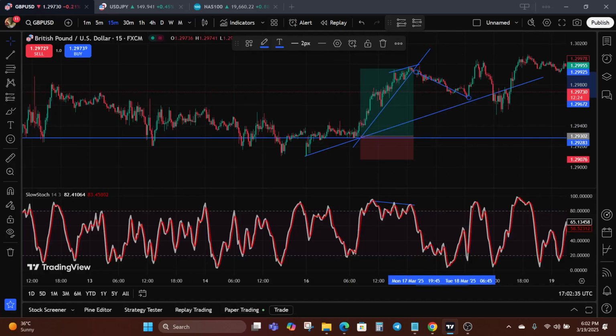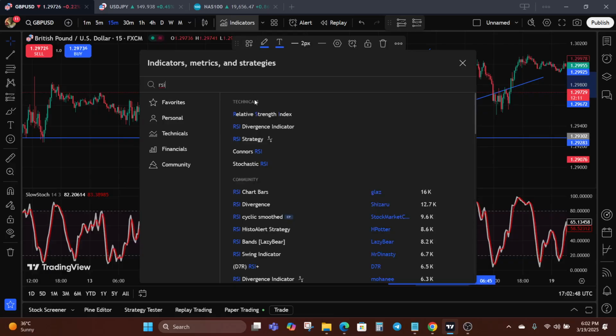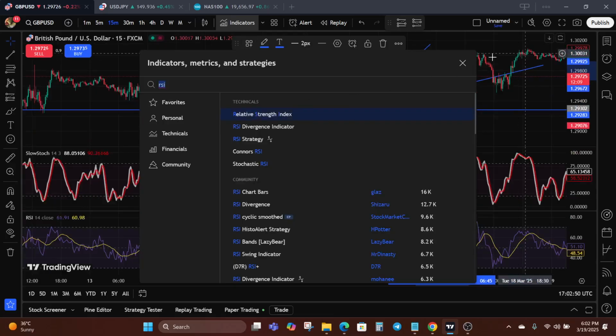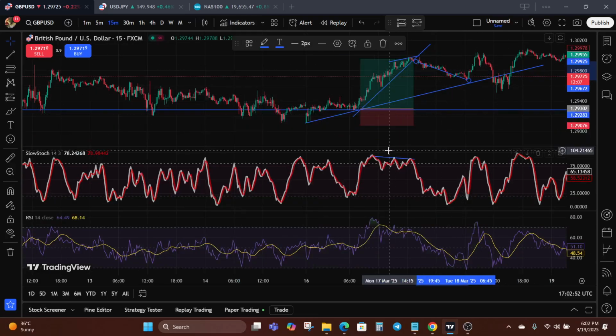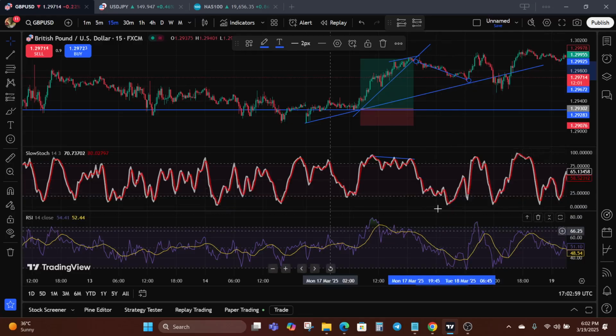Now, while the slow stochastic is powerful on its own, it becomes even stronger when combined with other indicators. Some killer combos include the slow stochastic with the RSI. You can combine the slow stochastic with the RSI when both indicators show overbought or oversold conditions. It adds extra confirmation for a potential reversal.